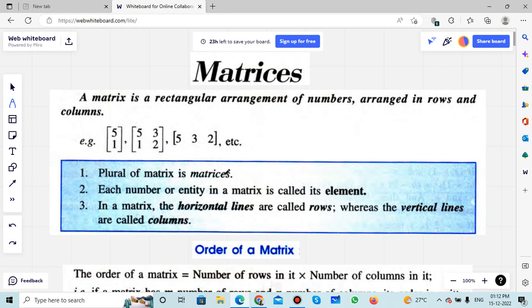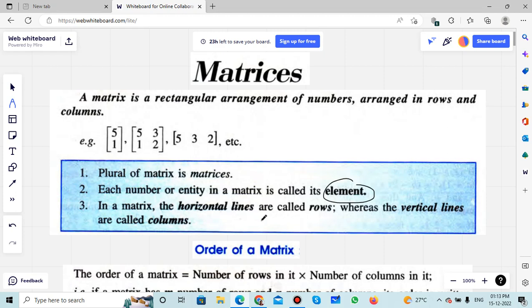And the word matrix is basically the singular of matrices. So the plural of matrix is matrices. When we have more than one, we call those matrices. But when we talk about this entire thing, it is called one matrix, another matrix here, like that. So both of those together will be called matrices here. And the content of this particular matrix is called an element in it.